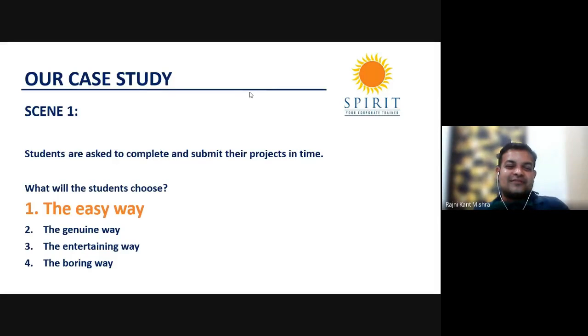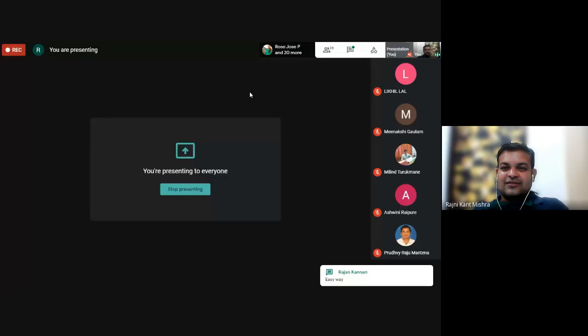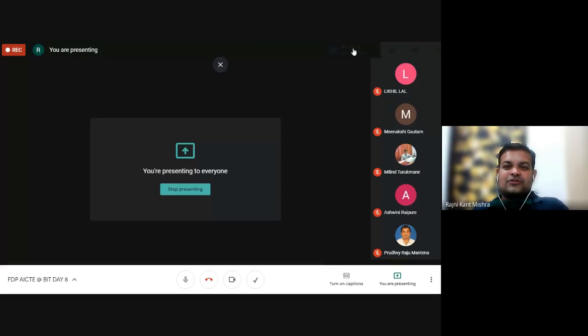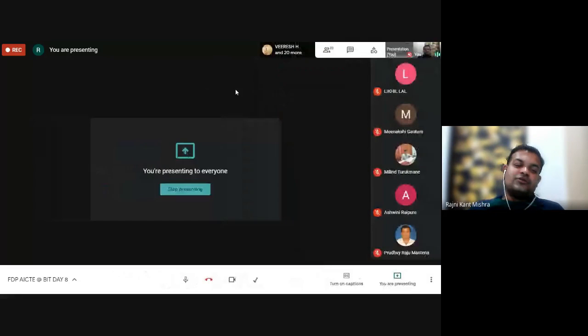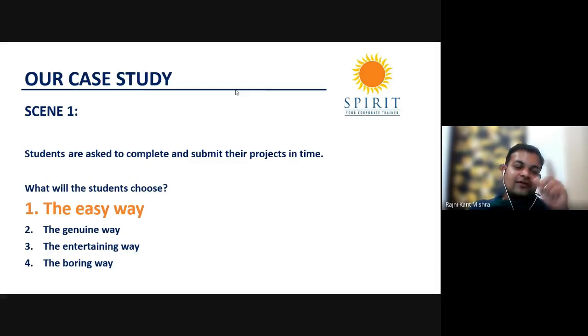The actual problem is that the students do not wish to choose the genuine way in anything. Rajan Kannan sir has also answered easy way. Thank you very much, Rajan sir, for being interactive. Now you see, the students don't just opt for the genuine way, like we said since the very beginning. Why are you learning? They do not have an answer to that question. Why are you studying? They do not have an actual answer to that question.